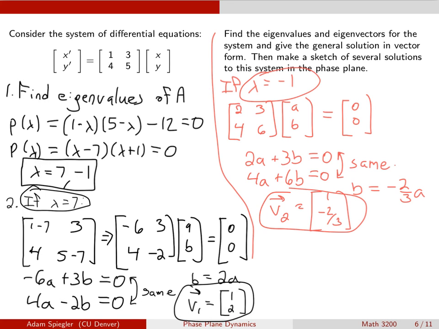We ran out of space, but we've got our eigenvalues and eigenvectors, so now we can use this to express the solution in vector form and then come up with a sketch for the phase plane. I'm going to do that on the next slide.